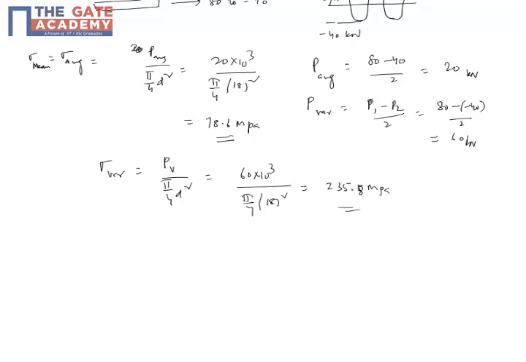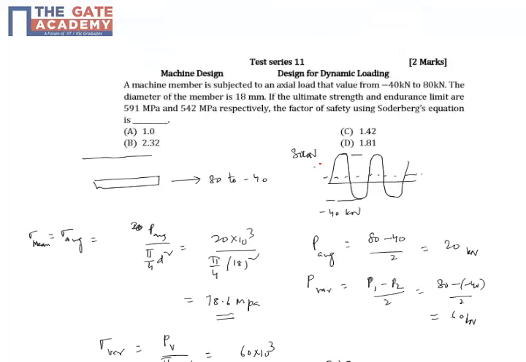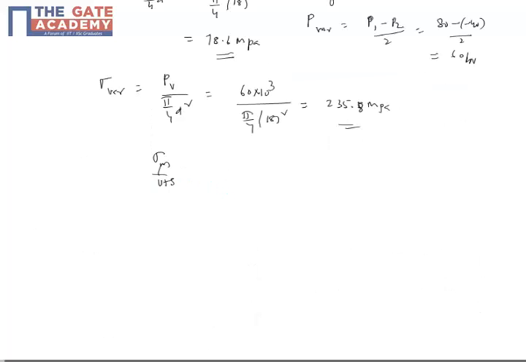Now Soderberg criteria basically says mean stress by yield stress. In fact, the yield stress is something which you have to use. The yield stress is not given, so we assume that, again, for Soderberg you have to use yield strength, and for Goodman you have to use ultimate strength, but again yield strength is not given, so we assume that ultimate and yield are very close. Okay, so that is one assumption.